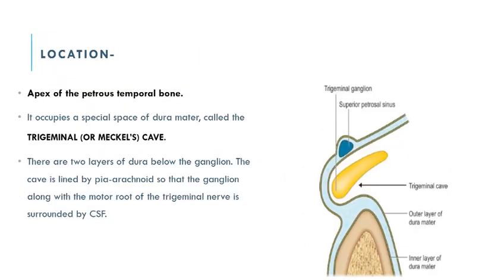Now the location of the trigeminal ganglion. It is present on the apex of the petrous temporal bone. It occupies a special space of dura mater called the trigeminal or Meckel's cave. There are two layers of dura below the ganglion. This is the outer layer of dura mater and this is the inner layer of dura mater. The cave is lined by pia arachnoid, so that the ganglion along with the motor root of the trigeminal nerve is surrounded by CSF.